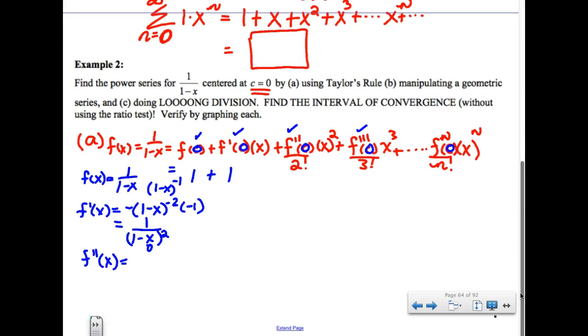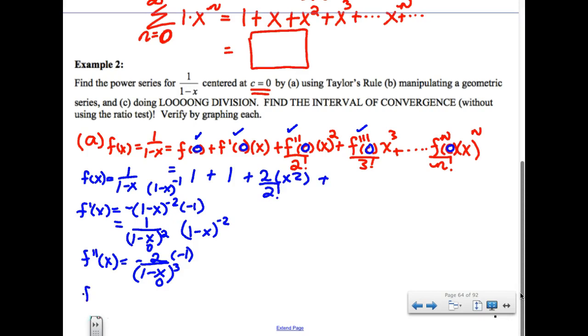So f double prime of x, and again, this would be 1 minus x to the negative second, would be negative 2 over 1 minus x cubed times the derivative of the guts, which is negative 1. So that's going to give you a positive 2 on the top, and when I put in a 0, I'm going to get a 2. So this is going to be 2 times x squared over 2 factorial, and then I'll do one more.